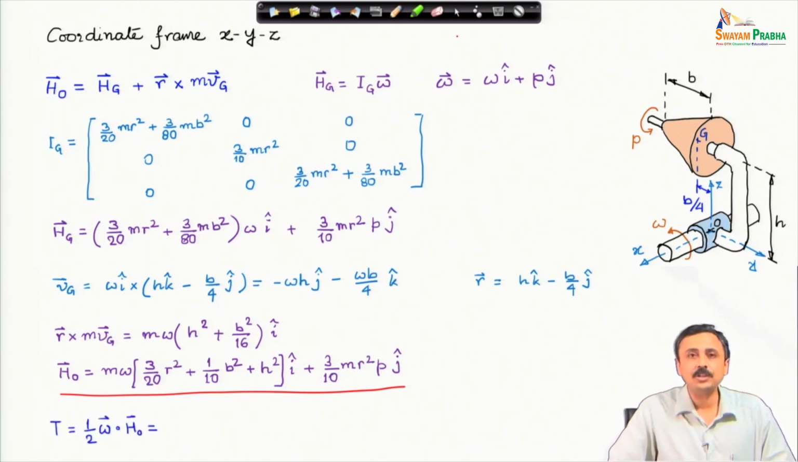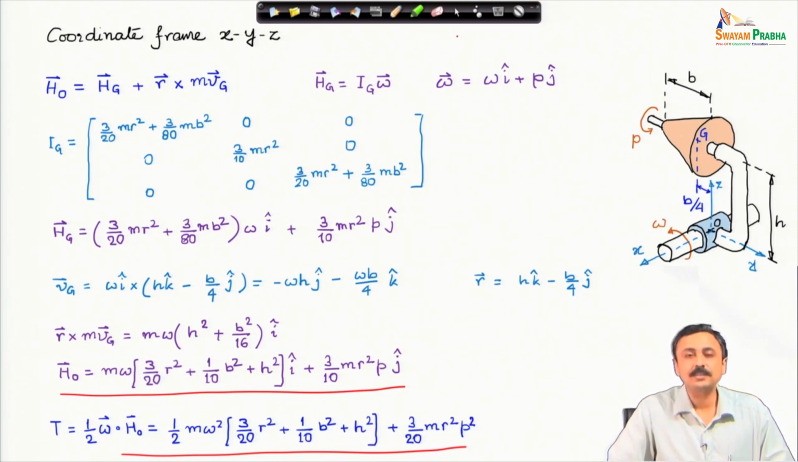Now, the kinetic energy of the cone, this we have discussed before. The kinetic energy can be written as 1/2 omega dot Ho when it is moving about a fixed point. So, half omega dot Ho is the kinetic energy of the cone, and if you plug in Ho and omega, everything is known, you will get this as the expression of kinetic energy.